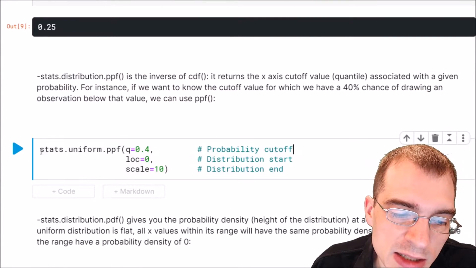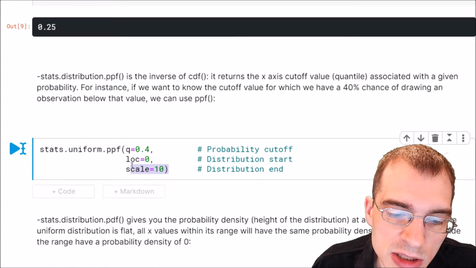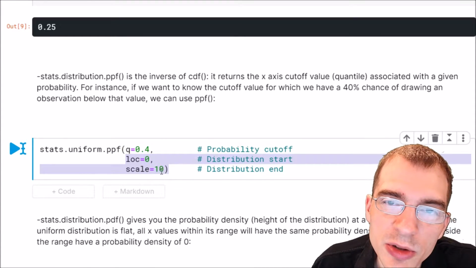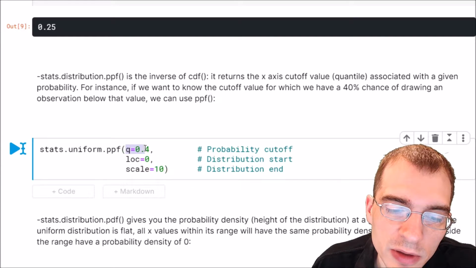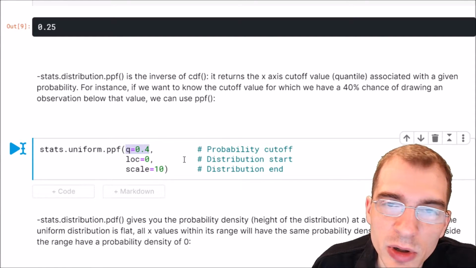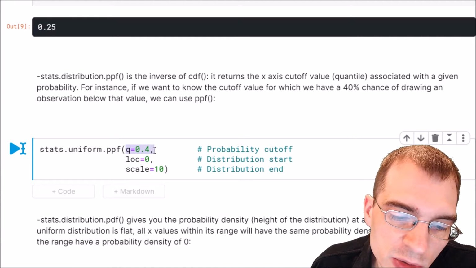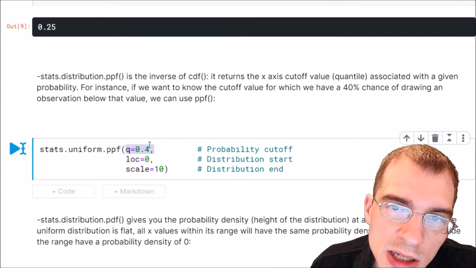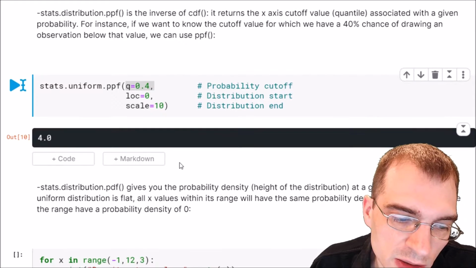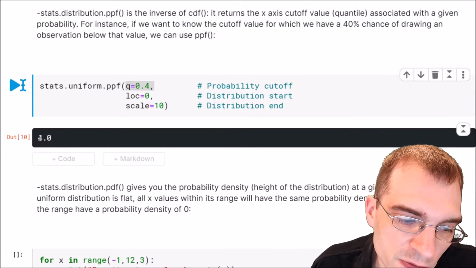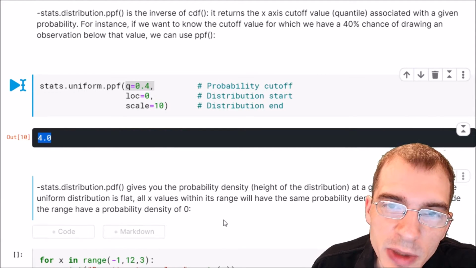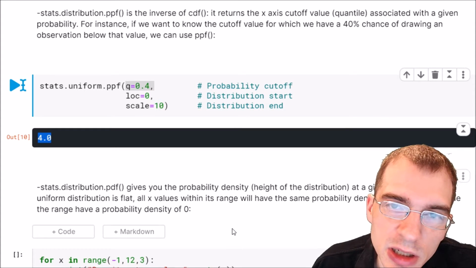So we'll give an example of doing that. Again, we'll do stats.uniform, this time the .ppf function. The loc and scale will be the same. And here we're going to check a quantile of 0.4. So we're basically asking here, what x-axis value would we need to set to slice off 40% of the distribution to the left of it? So when we run this, we see that the x-axis value in this case is 4.0 because we made a uniform on the range of 0 to 10.